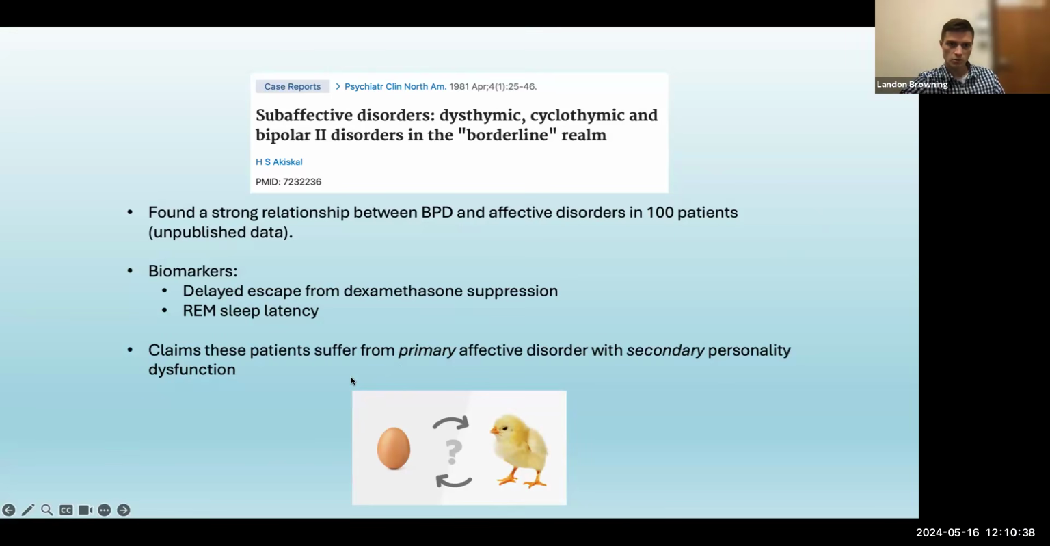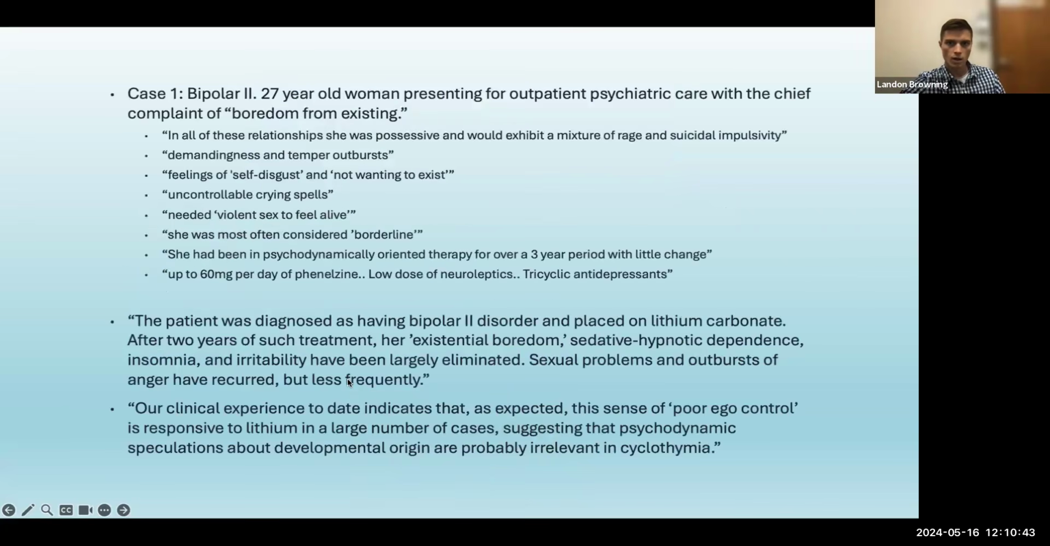In this paper, little chicken and egg thing. It's a very extensive paper. He provides 3 case examples in addition to the 100 unpublished patients that he cites, kind of diagnosing with his own criteria. But he uses these 3 case examples to kind of try to illustrate his point or his theory, I guess. So the first one is for bipolar 2 disorder. Remember, this is 13 years prior to it being recognized in the DSM-4.